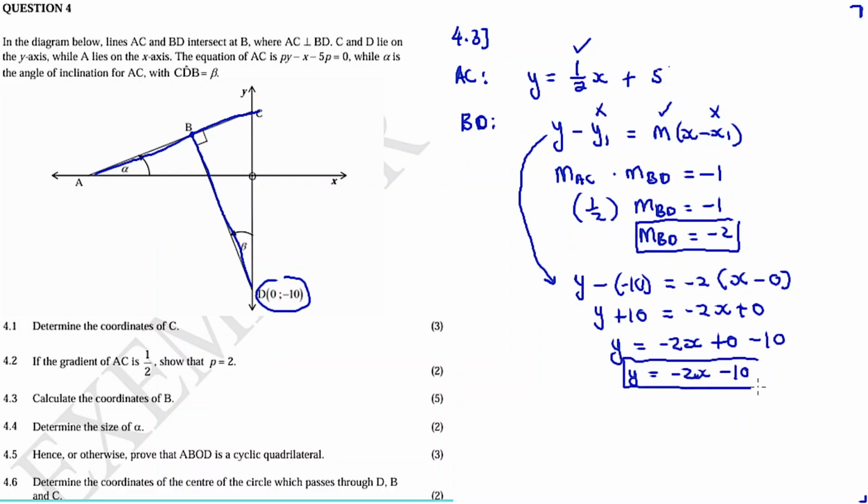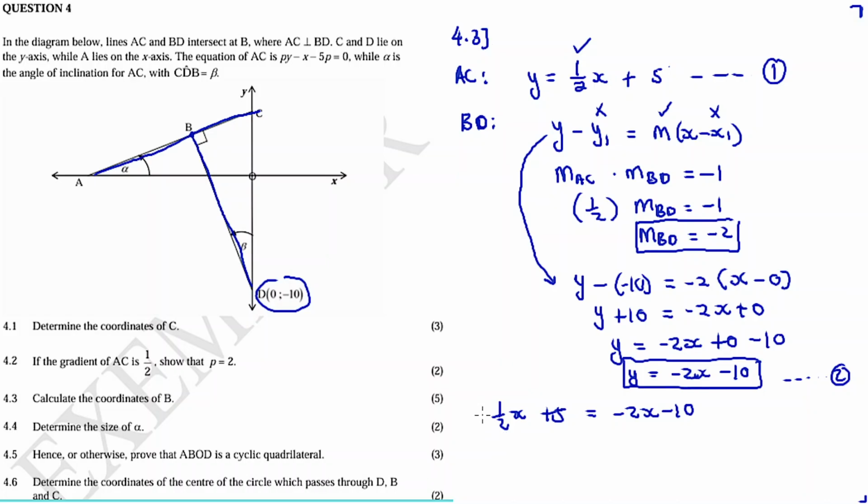This is the equation. But what are we looking for? We want the coordinates of B. That's when the simultaneous equations come into the picture. Let's call the equation of AC equation number 1, and the equation of BD equation number 2. We're going to equate the equations: a half x plus 5 is equal to -2x minus 10.